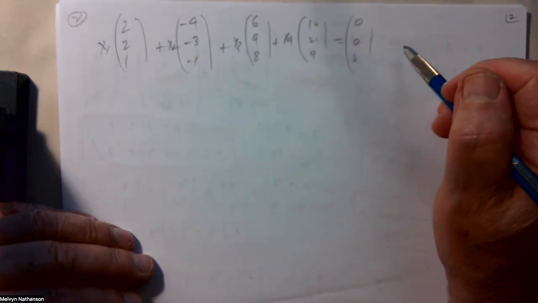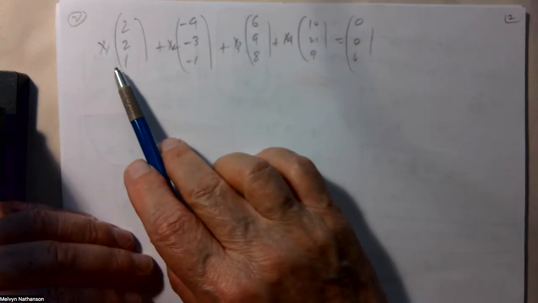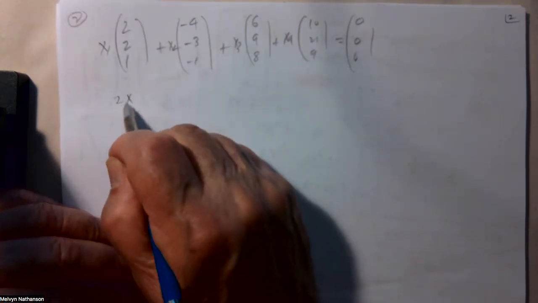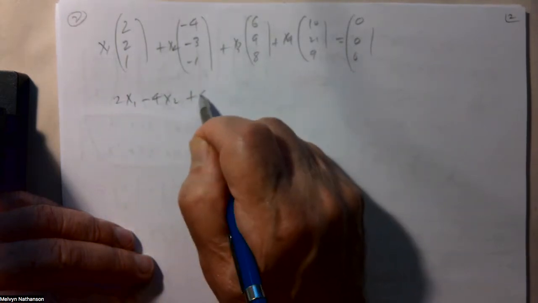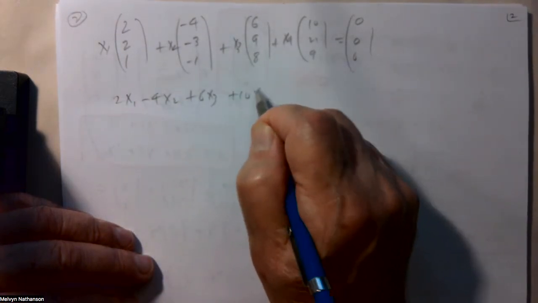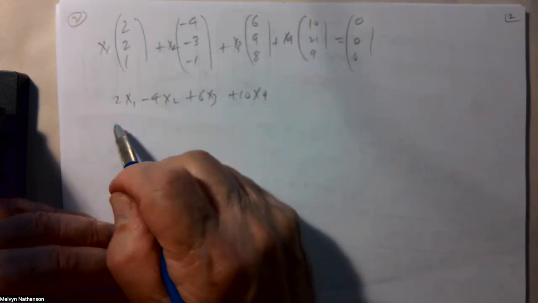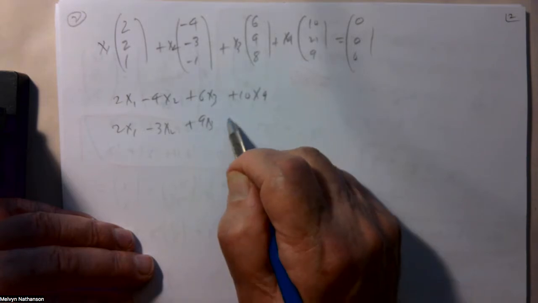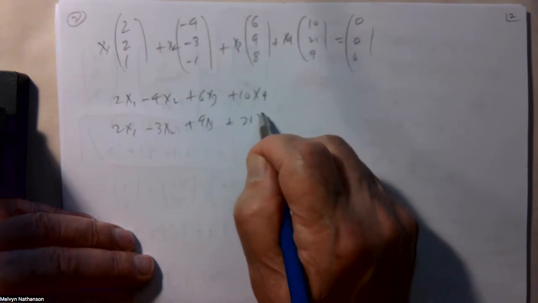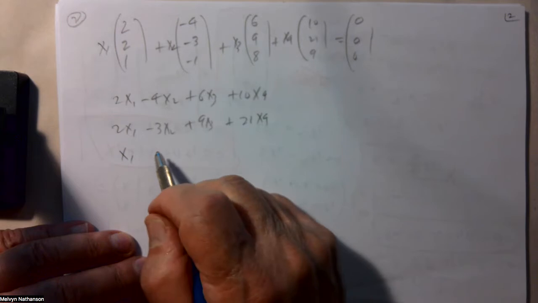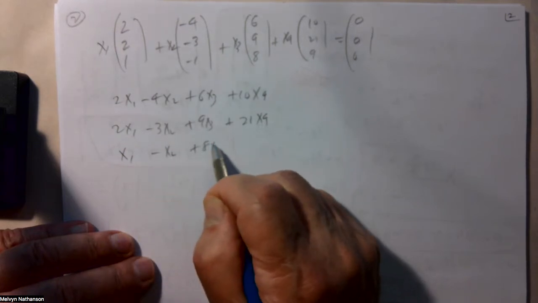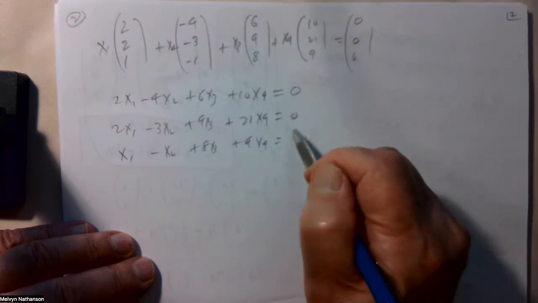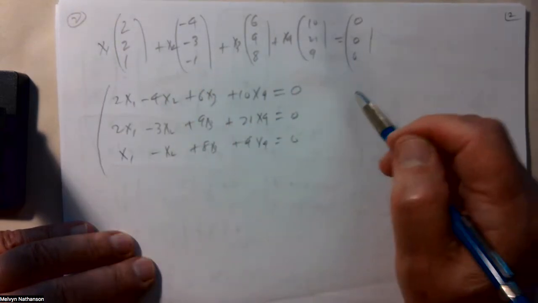in R3. If you take this linear combination and write it as a vector, the first coordinate will be 2x1 minus 4x2 plus 6x3 plus 10x4. The second coordinate is 2x1 minus 3x2 plus 9x3 plus 21x4. The third coordinate is x1 minus x2 plus 8x3 plus 9x4. And these all have to be equal to 0 if this linear combination is the 0 vector.